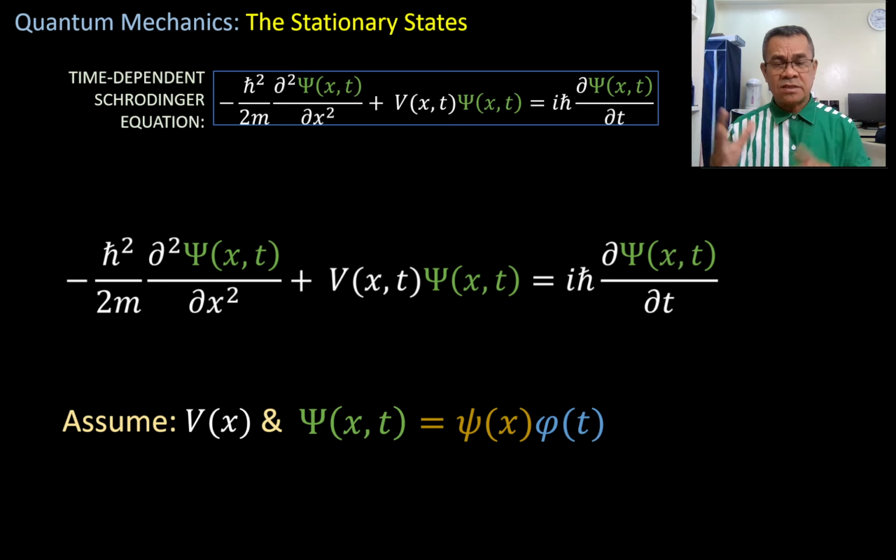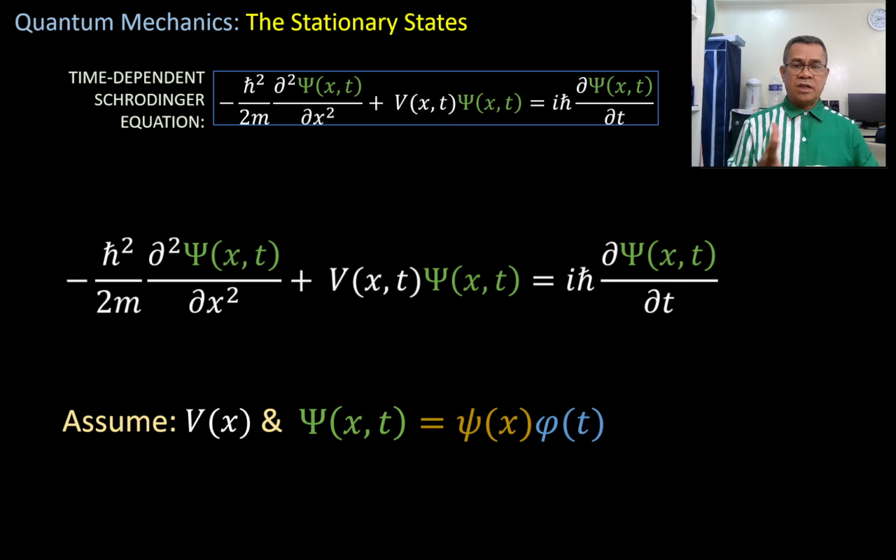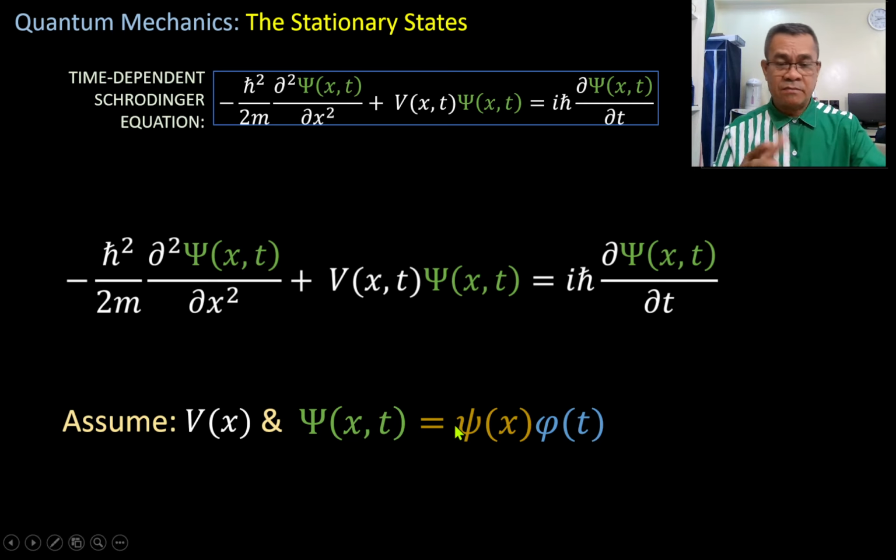Now, if that's the case, then it follows that the wave function can be split, or the big psi can be split into two kinds of wave function or state. We have the psi x, the small psi, and we have this big psi.